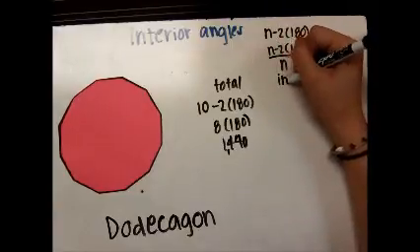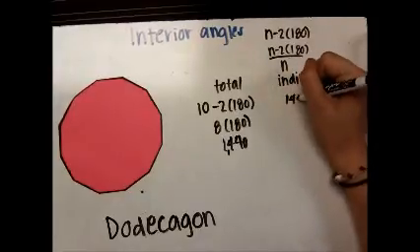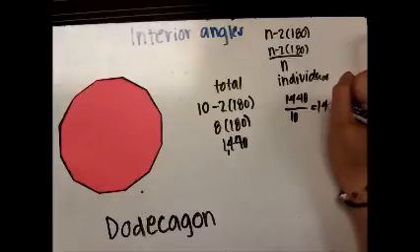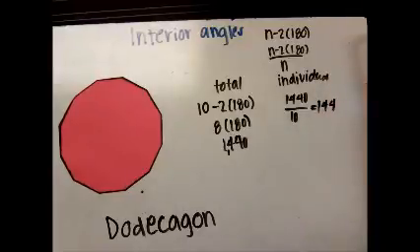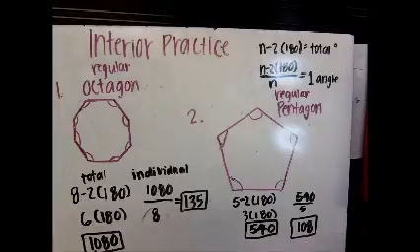And to get the individual, you divide the number 1440 by the number of sides, which is 10, and you get 144. Here are some practice problems for you to do. You need to find the total number of degrees and the individual. I'm going to show the answers in 3, 2, 1.